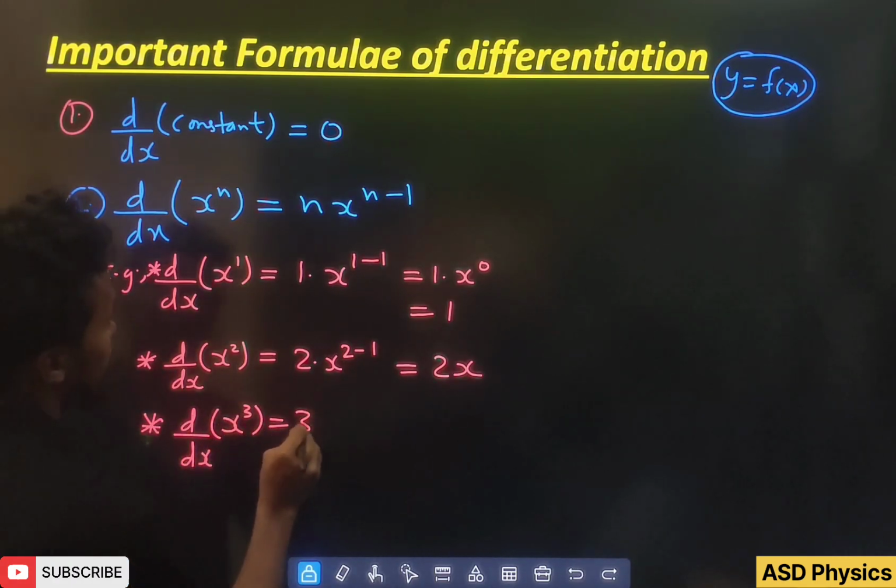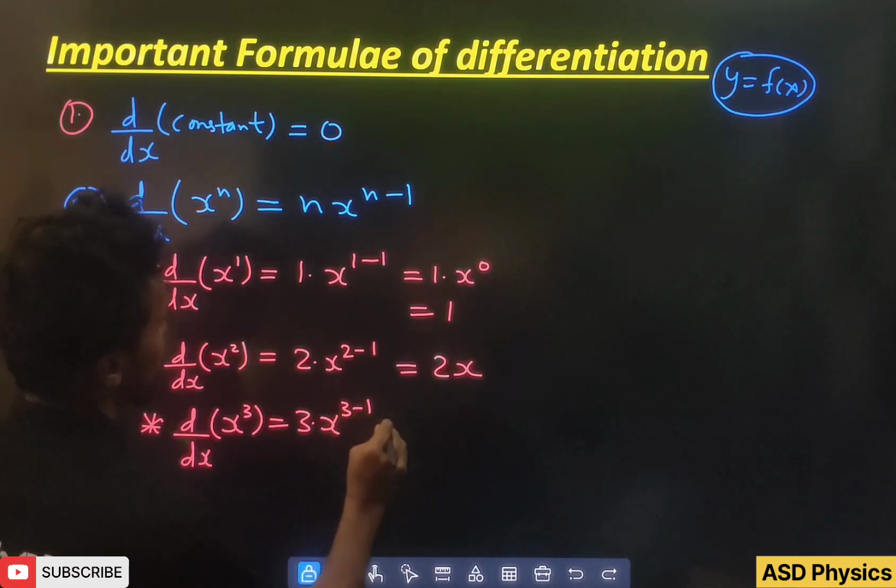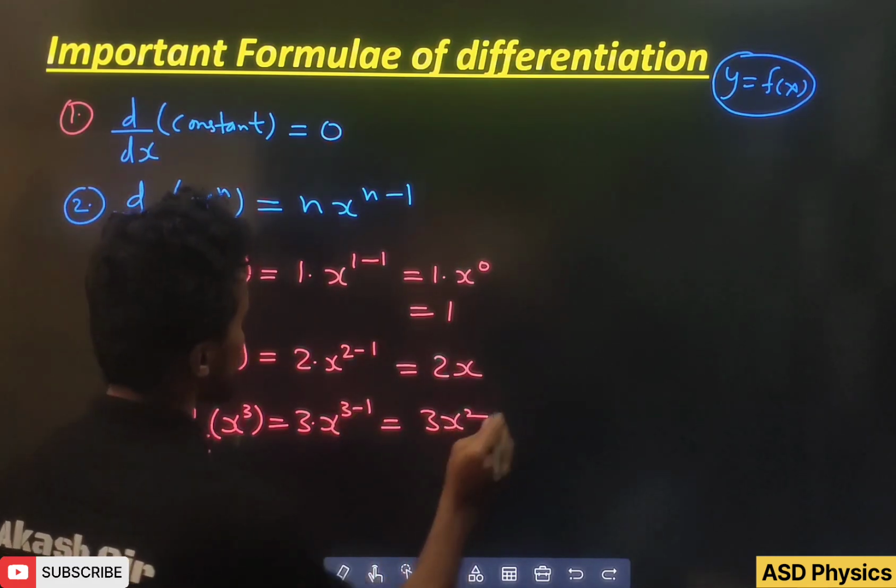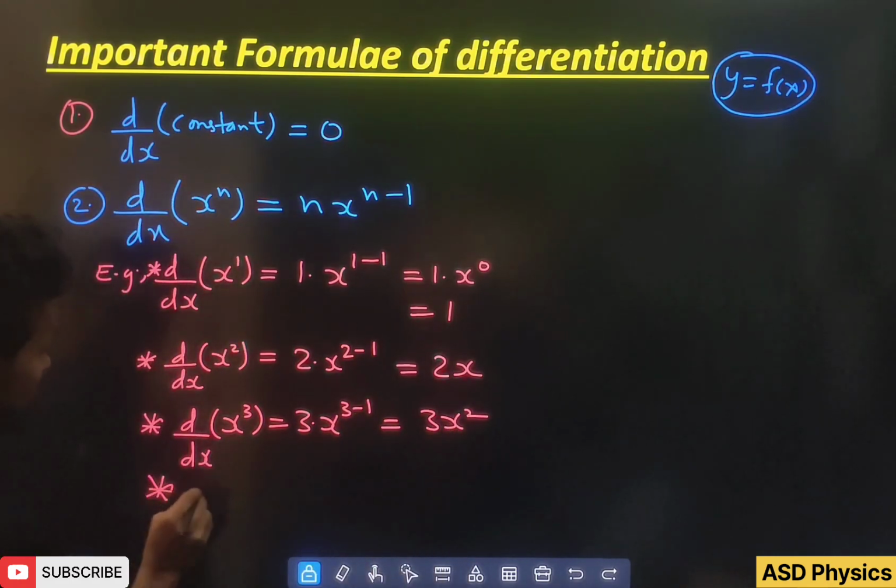X cube. So again, n is 3. So 3 minus 1, what will this become here? It will become 3x square. And one more, the last one, see.